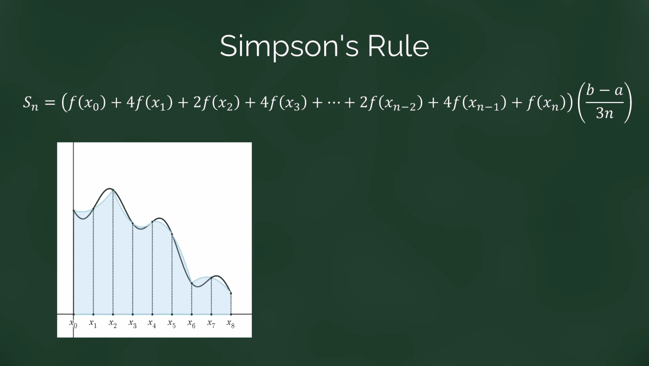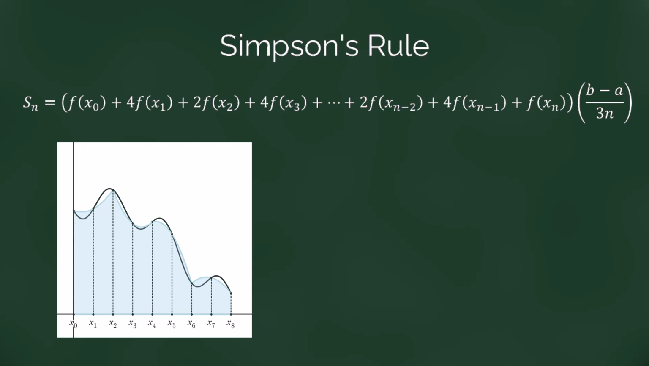And then this time, because we're using 2 intervals at a time, the width gets a little different as well, and so we're going to multiply the entire thing by (b minus a) over 3n. I'm not going to dive here too deeply into where exactly this formula comes from, but there should be another video soon that explains it completely if you are interested.